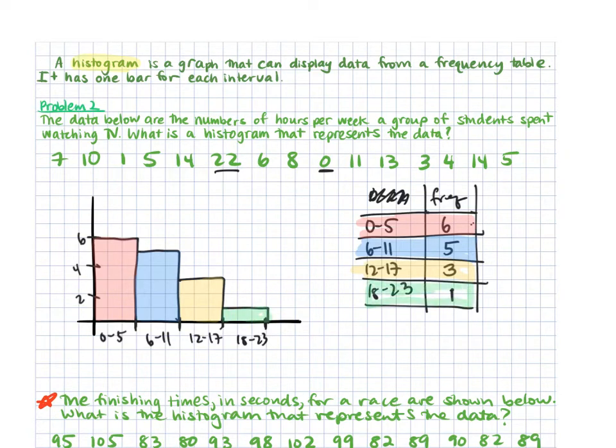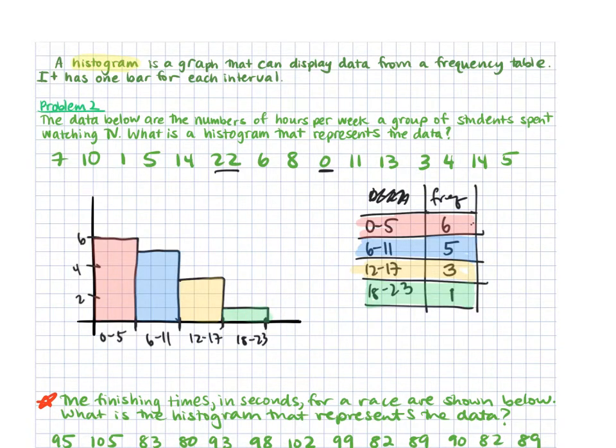Okay, and you can kind of see how that works. It'll help you understand the data a little bit better. It's just giving you a visual of the data. The group with the most people is from 0 to 5, which is good. And there's just this one little outlier between 18 and 23.